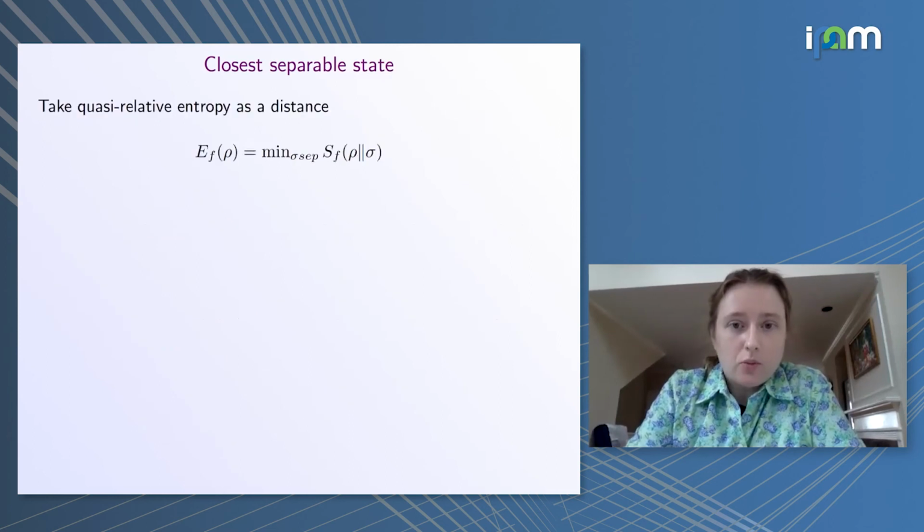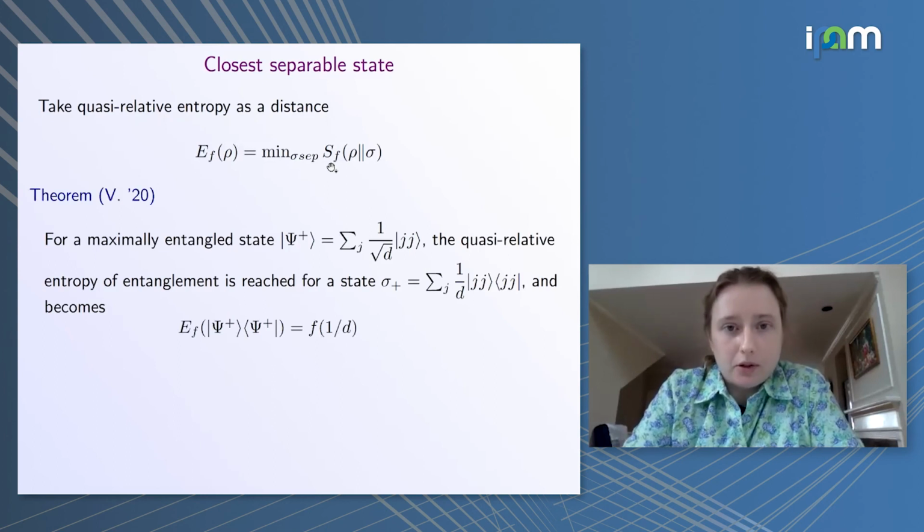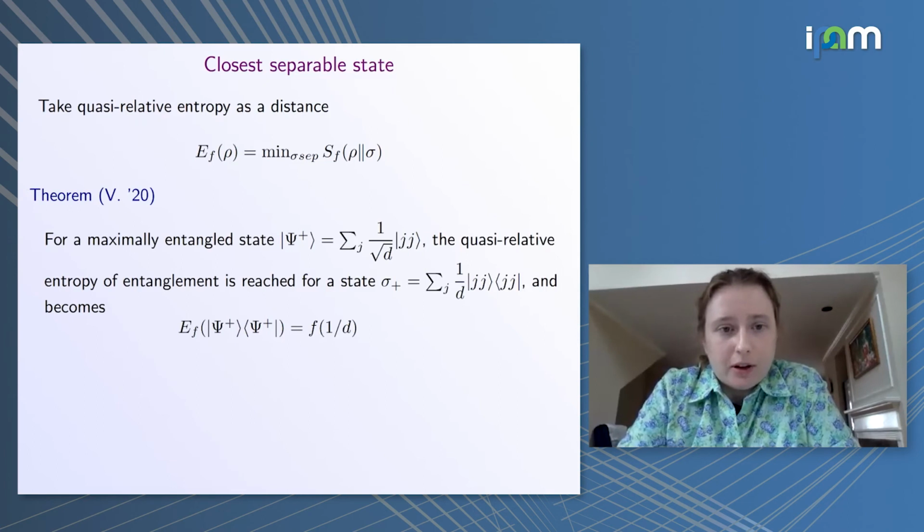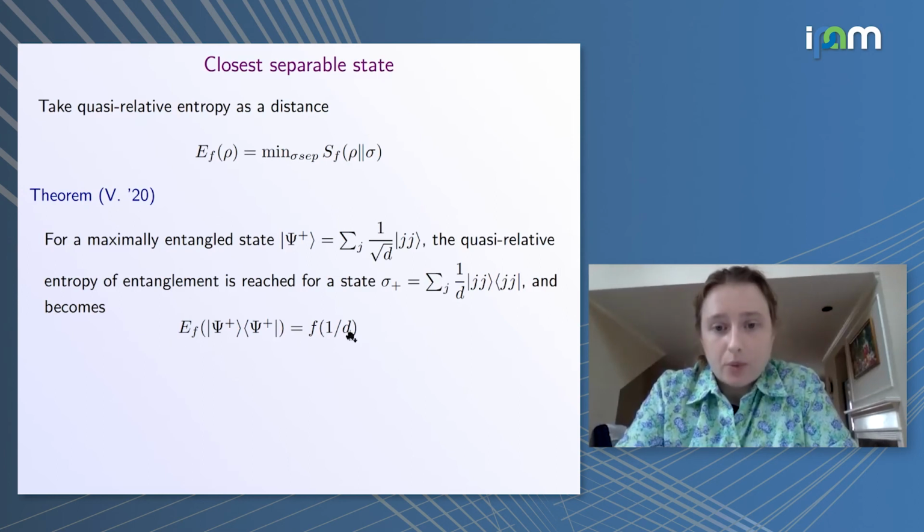And of course, what if I replace the relative entropy by the quasi-relative entropy? What's going on there? Well, there are several results here. For the maximally entangled state, which has all equal probability distributions, the quasi-relative entanglement is reached by the same state sigma, the same state as previously. And the entanglement entropy, in this case, is a function at 1/d.